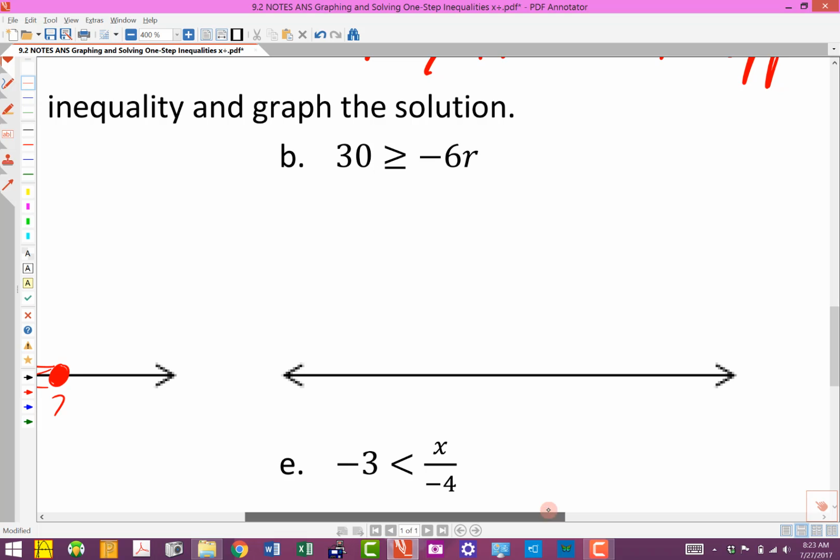Let's take a look at this one. We've got 30 greater than or equal to negative 6r. If you want to read it that way, that's fine. It would be better if we read it the other way. But let's just go ahead and solve it. We don't even need to read it yet. We just need to get the variable all by itself.